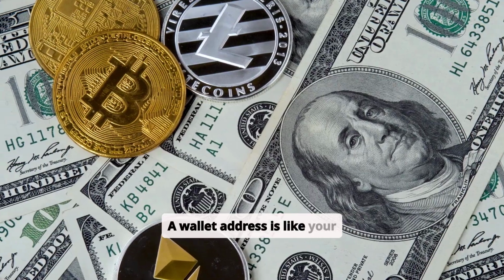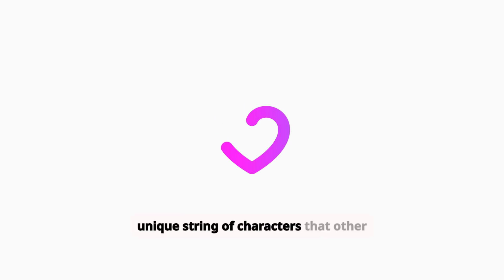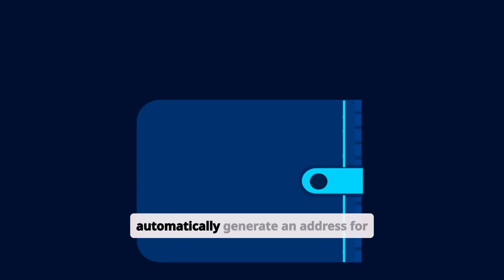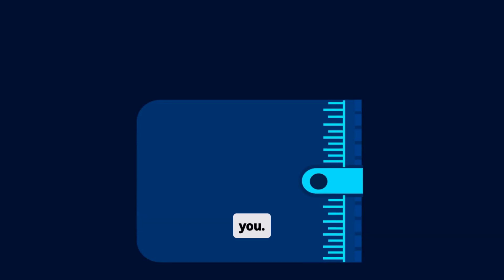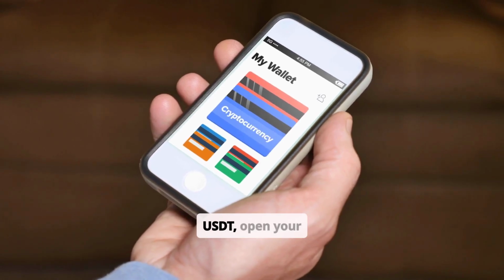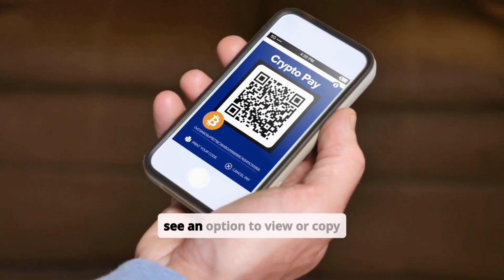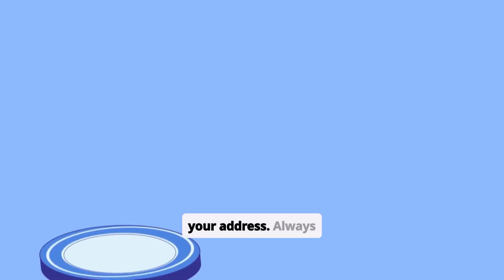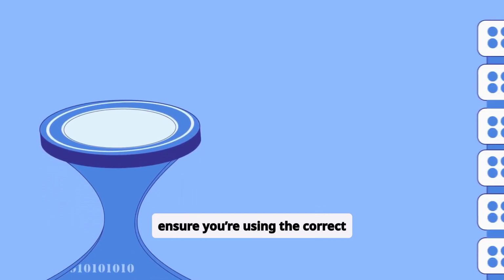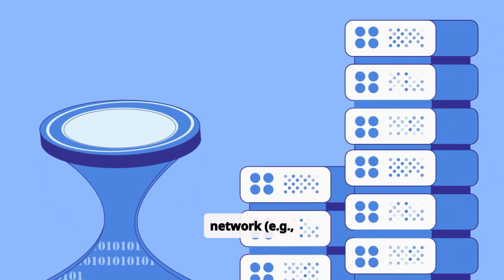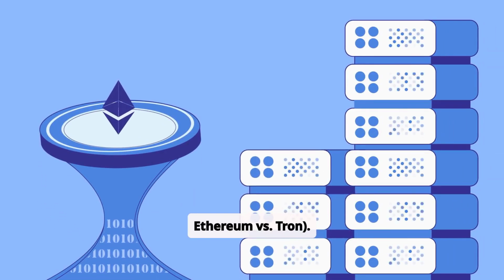A wallet address is like your bank account number in the world of cryptocurrency. It's a unique string of characters that other users need to send you crypto. Your wallet will automatically generate an address for you. To find your wallet address for USDT, open your wallet, select the USDT token, and you'll see an option to view or copy your address. Always ensure you're using the correct wallet address for the right network. For example, Ethereum versus Tron.